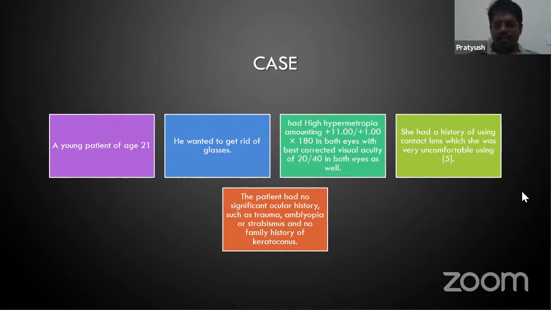She had a history of using contact lenses, but she wasn't very comfortable with them. I don't know who gave her those; she went to an optical shop and showed her power. Probably they gave her some ready-made soft contact lenses where the base curve and the diameter were not altered according to her. She found it very difficult using those soft contact lenses.